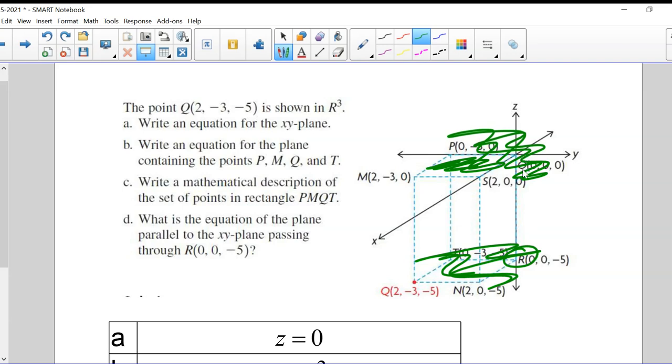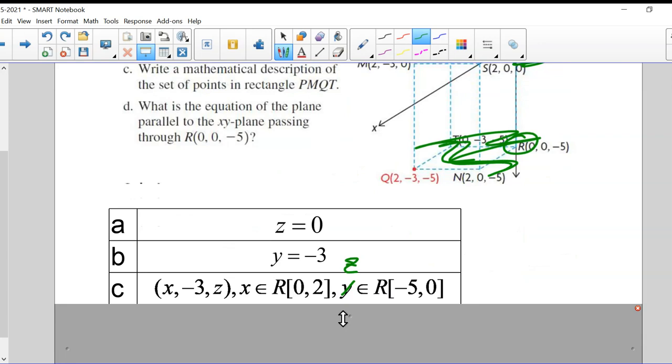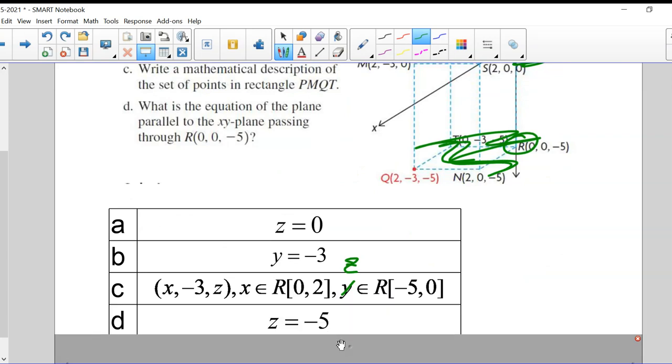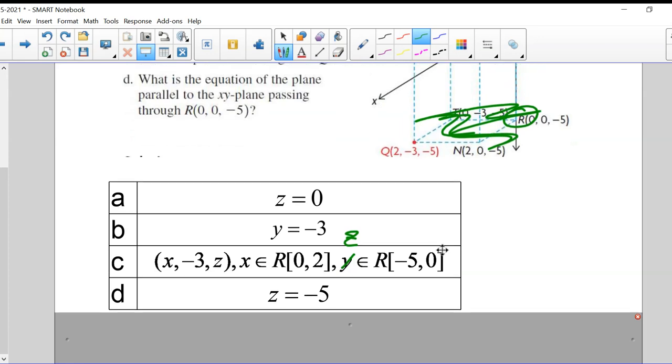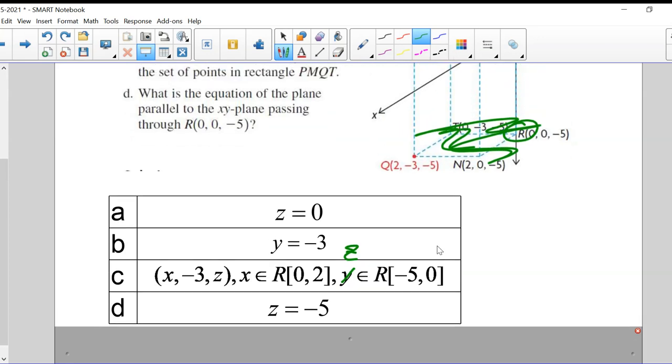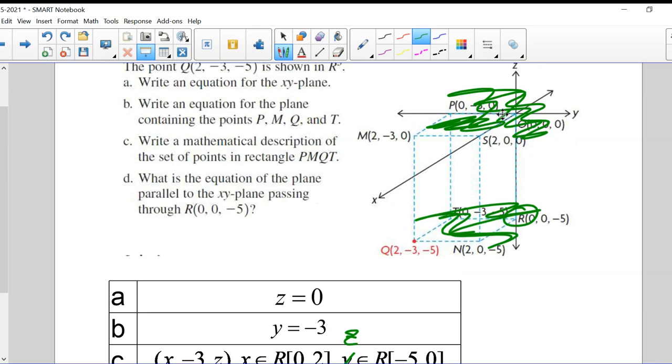Okay, Vanessa and Sarah hit it out of the park. It's a z equals -5 plane. Okay, that's it right there, right? It will be parallel to this z equals 0 plane, but if you drop it down to here, all of my z values are going to be -5. There'll be different x values, there'll be different y values, but all my z values are going to be -5 along that plane, right?